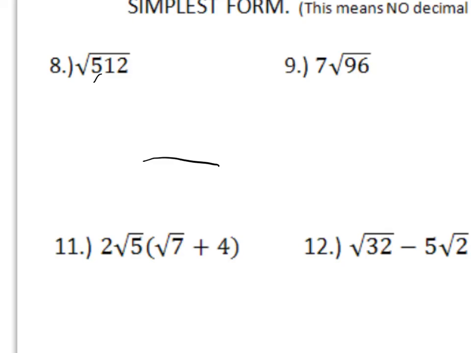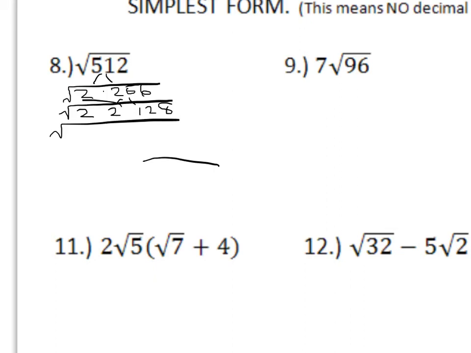Okay, what we have here is 512, which can be broken into 2 times 256. 256 can be broken into 2 times 128. I'm going to go ahead and pull out that couple. 128 can be broken into 2 times 64. 64 can be broken into 2 times 32. If it's all right with you, I'll bring that one out.